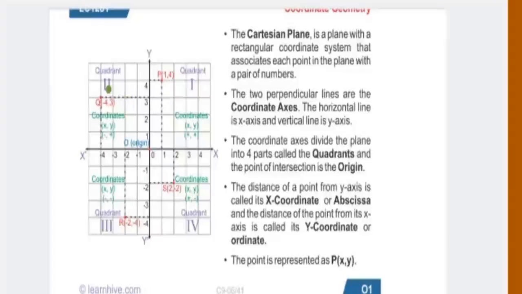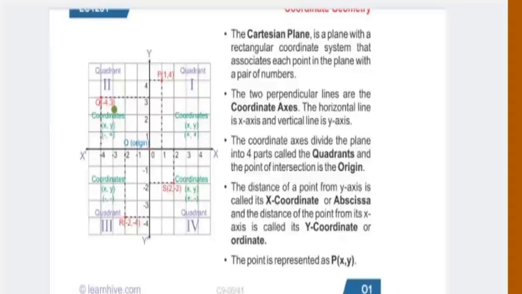Similarly, in the second quadrant, the x-coordinate will be negative. Negative numbers we are writing here. So the point Q is (-4, 3). (-4, 3) means here the x-coordinate is 4 units away from the y-axis, but it lies on the left side of the y-axis. So we are taking it here as -4.